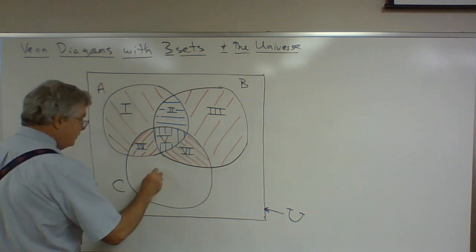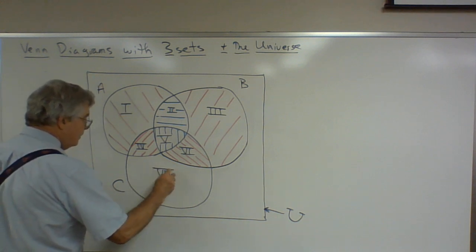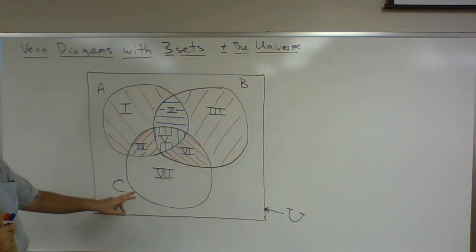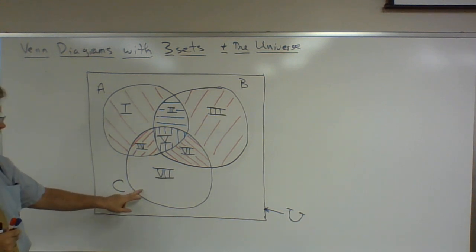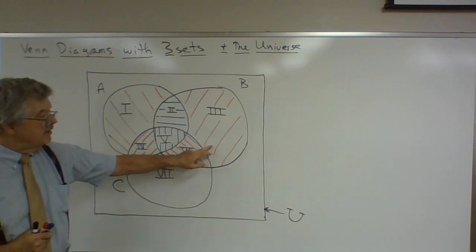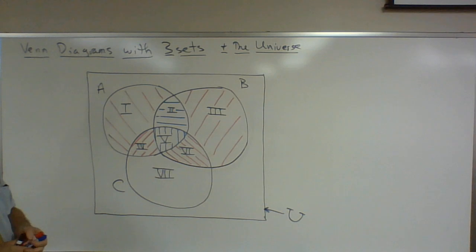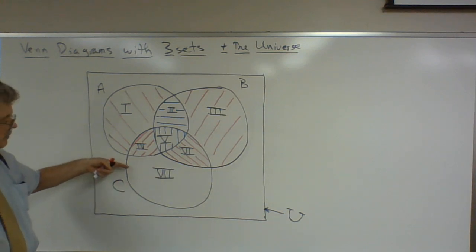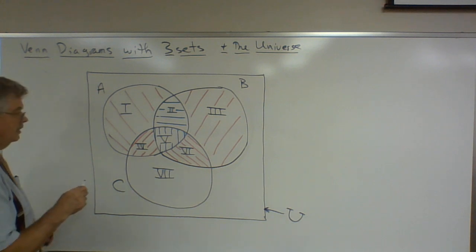Now we have this region. We'll call it region 7. These are the elements that are in set C, but they're not in set A, and they're not in set B. So region 7, these are the elements that are in set C only.